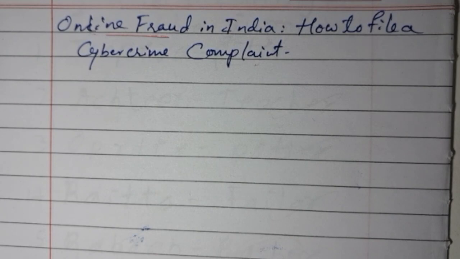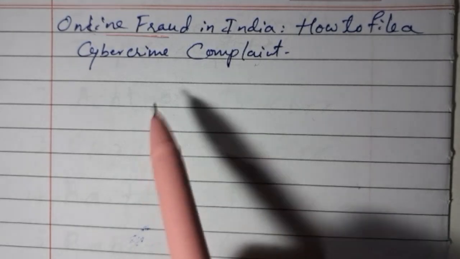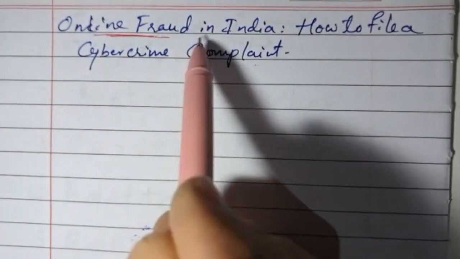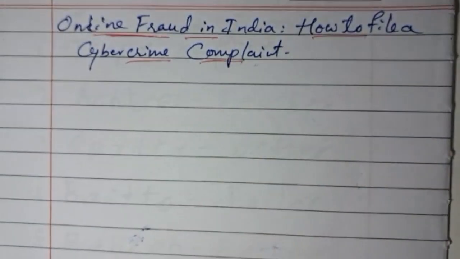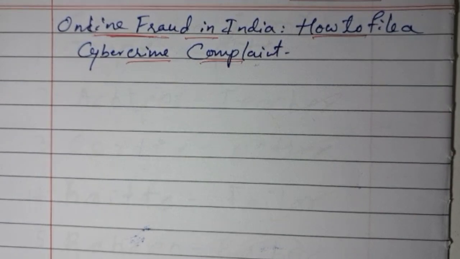Here we simplify complex legal topics using just a pen and paper. So today's topic is online fraud in India and how to file a cybercrime complaint. Basically, online fraud is happening in many forms, from phishing links to UPI scams. So digital crime is everywhere. We need to understand how it works and how you can file a cybercrime complaint if you have been affected at some point of time.